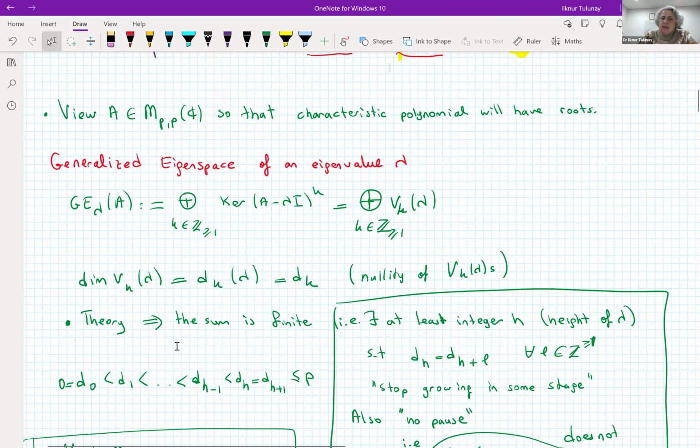The theory tells us something very important. Theory says that this sum is finite. After a certain power, everything turns out to be exactly the same. And theory says that these dimensions go from smaller to higher. There exists an increasing sequence here.